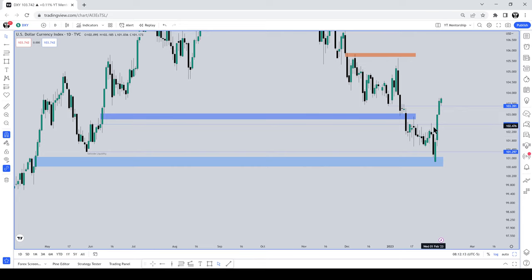Can't edit it, can't change it. What I want to take your attention to is the fact that we went right down to the middle point of that gap, which is consequent encroachment. Whenever there's an imbalance, whether it be a buy side imbalance or sell side inefficiency, which is what this is here, it is a fair value gap by category. Within that category it is classified as a buy side imbalance, sell side inefficiency, or BISI. You'll see that used a lot in my charts. A lot of my students have their charts annotated like that as well.